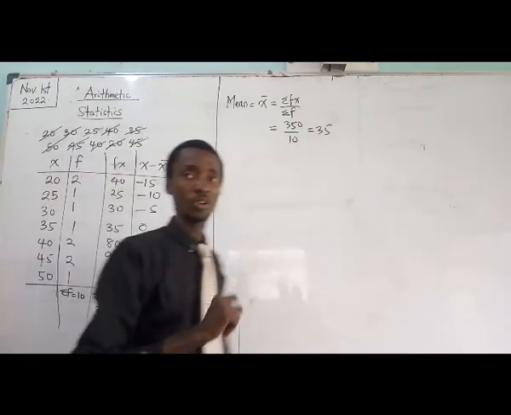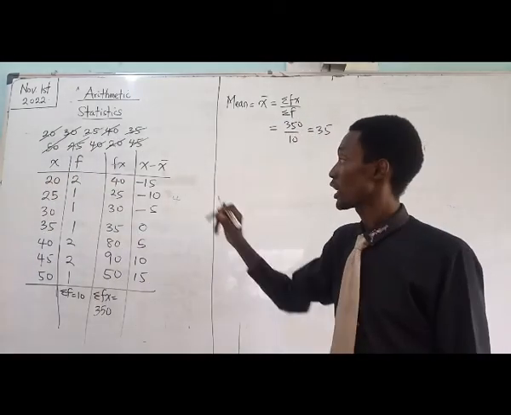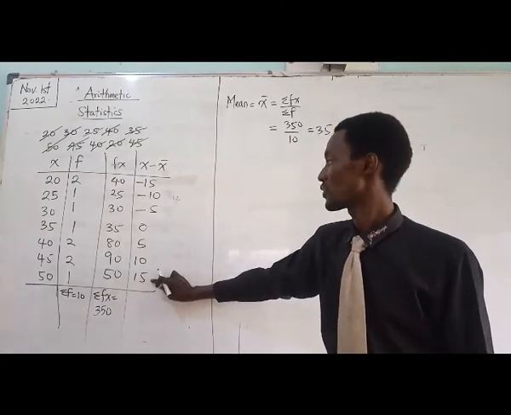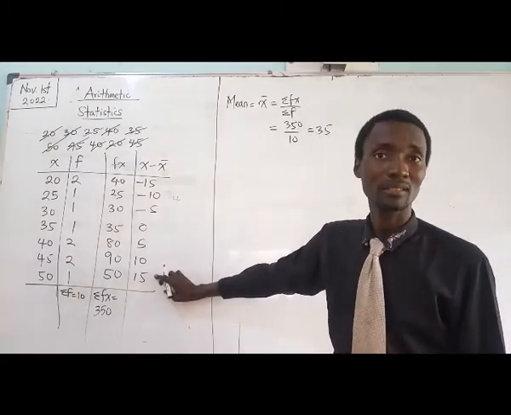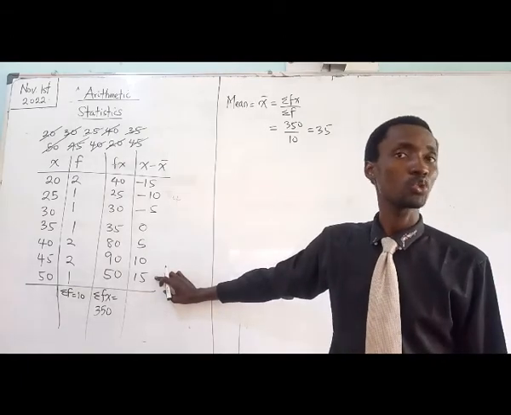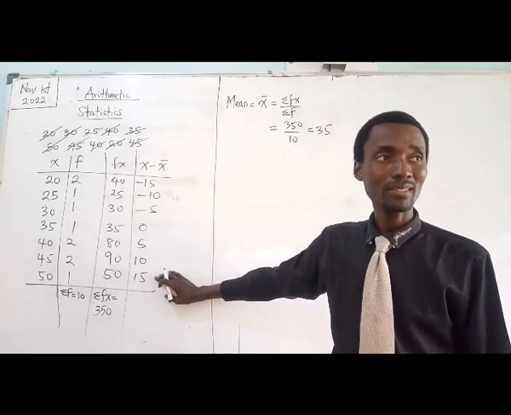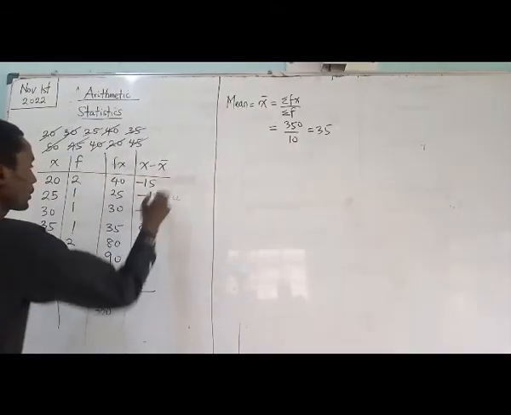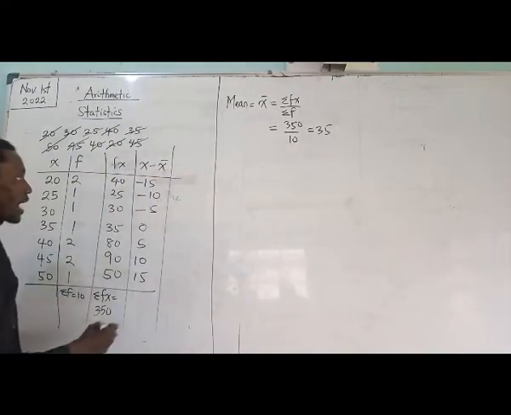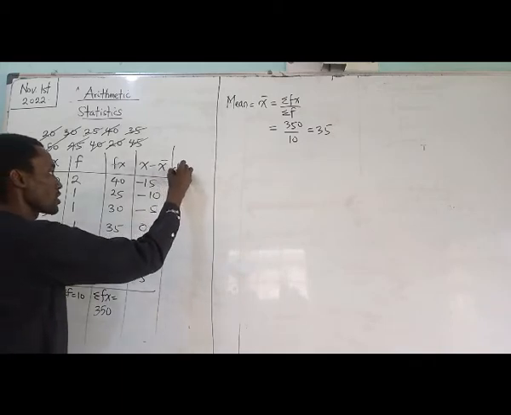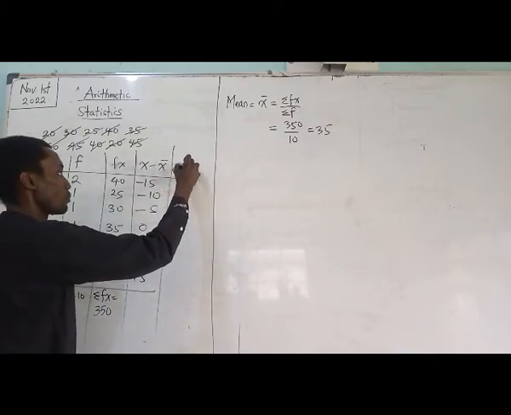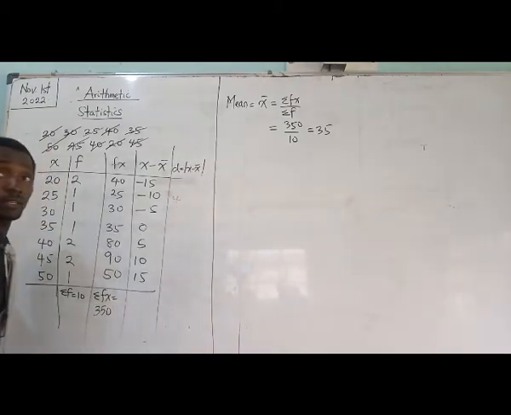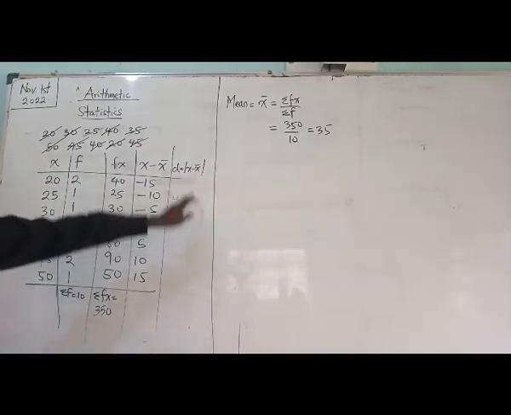Now, the next thing you must take note of is the pattern. It will always increase from negative to positive. If you don't have this pattern, something is wrong with your work. This pattern, you must always see this pattern. Right? But this is not what I'm interested in. I'm interested in D, which is equal to the modulus of x minus x bar. Since I'm looking for mean deviation, this is what I'm interested in.